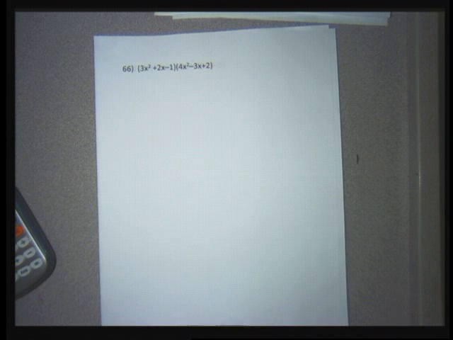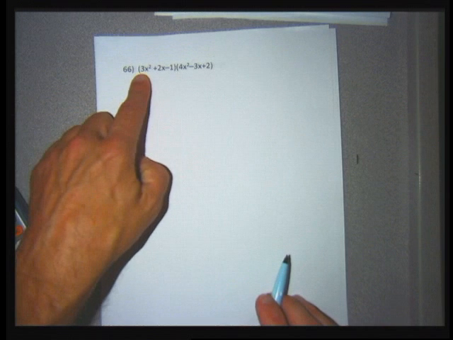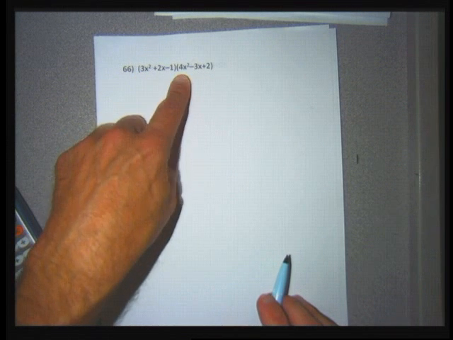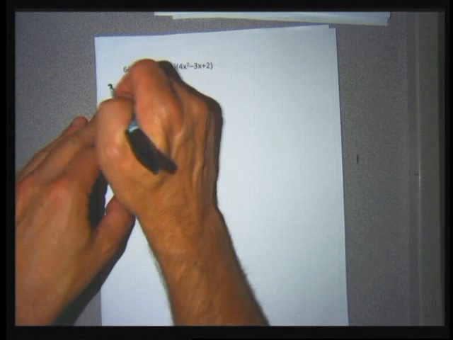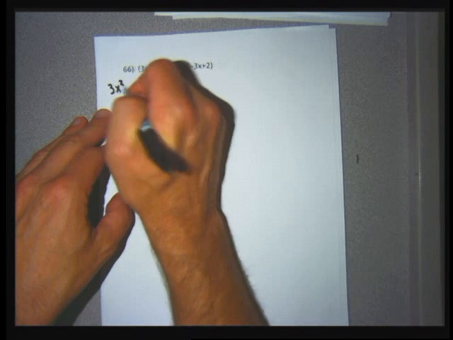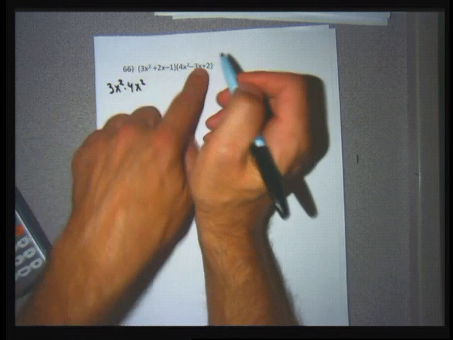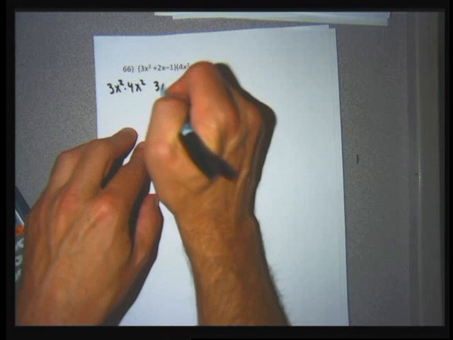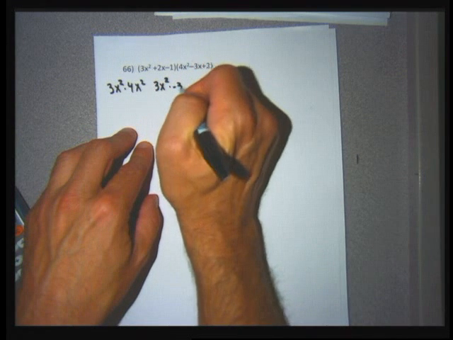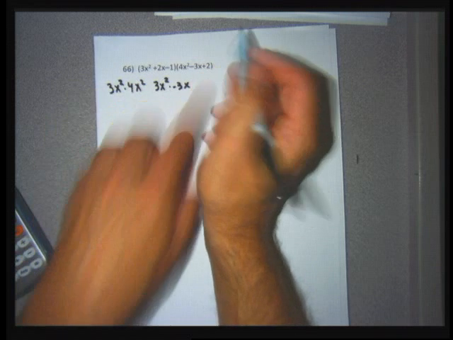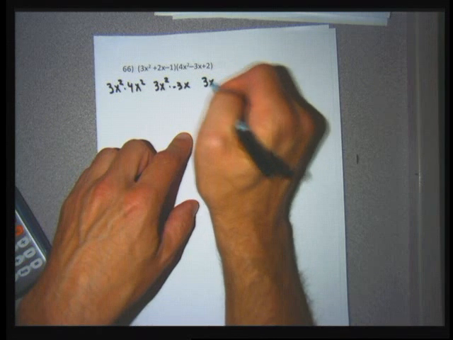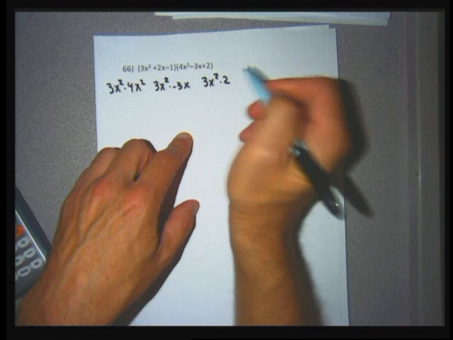I need to multiply everything in the left parentheses by everything in the right parentheses. It's going to be 9 multiplications. I'm going to start off with the 3x squared, multiply it by each of the 3 things. So I'm going to go 3x squared times 4x squared, and then 3x squared times minus 3x, and then 3x squared times 2.